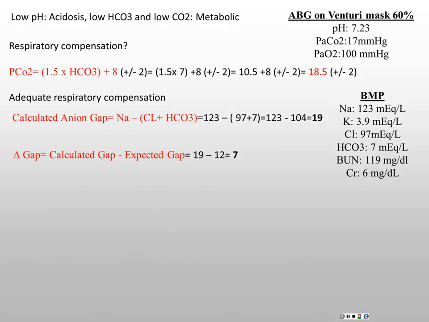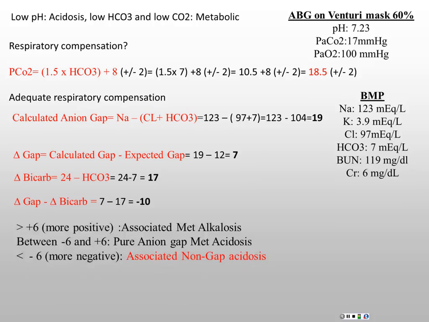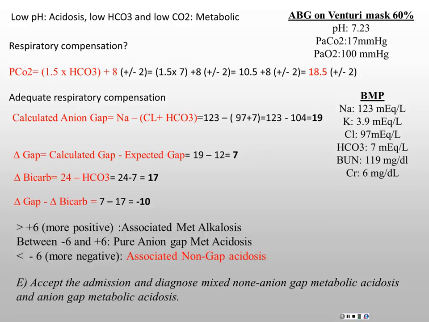So your delta gap here is straightforward. 19 minus 12 will give you 7. Delta bicarb, you calculate it, and here it's minus 10. So minus 10 is out of the range. It's less than minus 6. So in this case, you will diagnose mixed non-anion gap metabolic acidosis and anion gap metabolic acidosis. So the patient has a mixture of these two disorders.